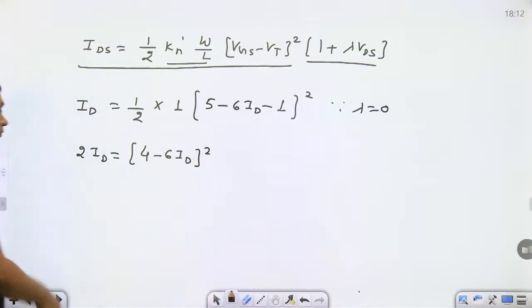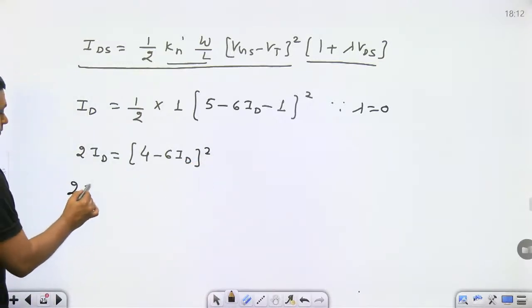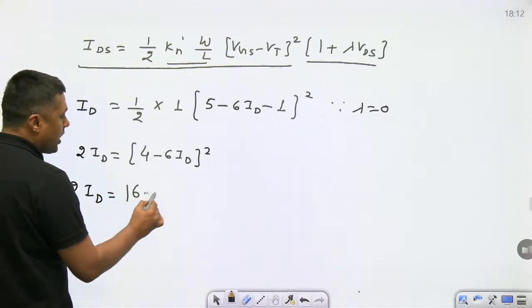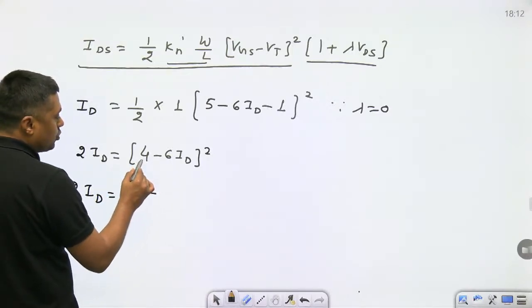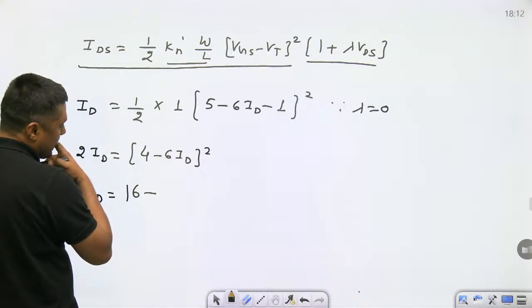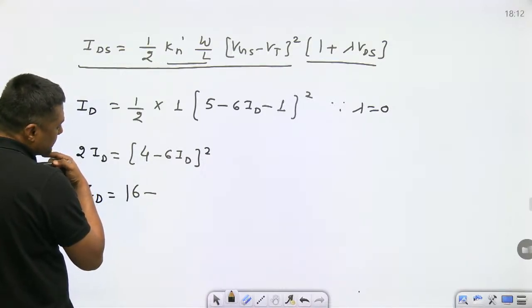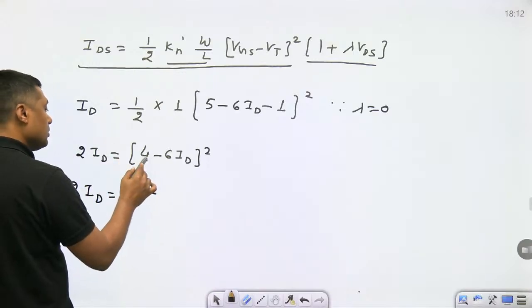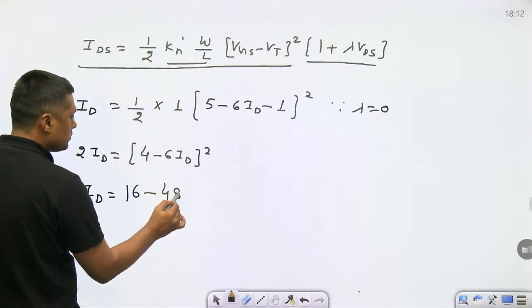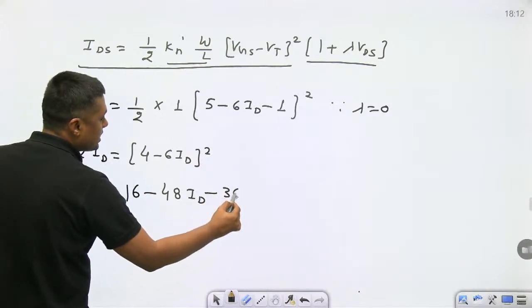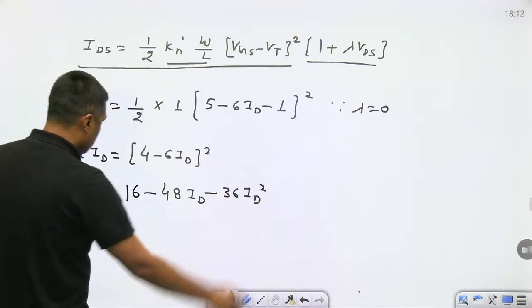Now guys, you will find a quadratic equation here, right? That is 16 minus 6 into 4, 24. 6 into 4, that is 24. And then what is the value here? 48 ID minus 36 ID square. That is the quadratic equation.